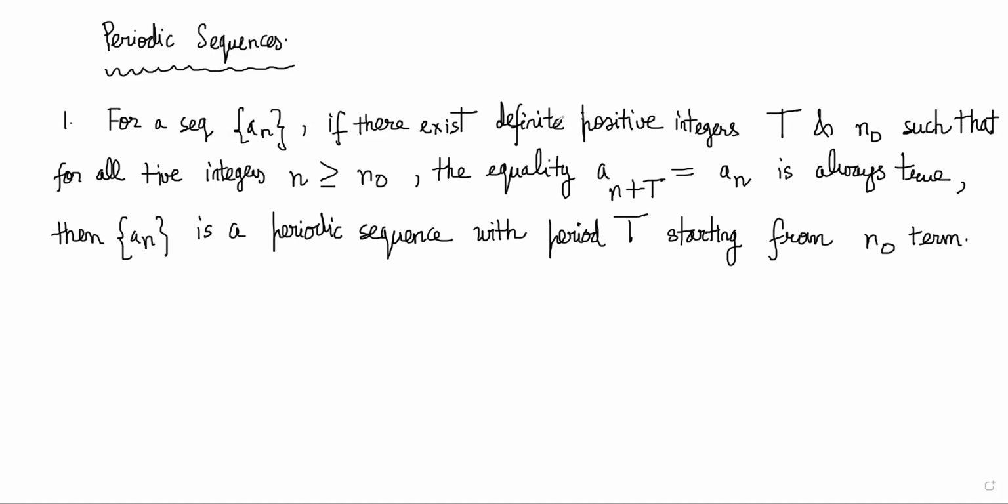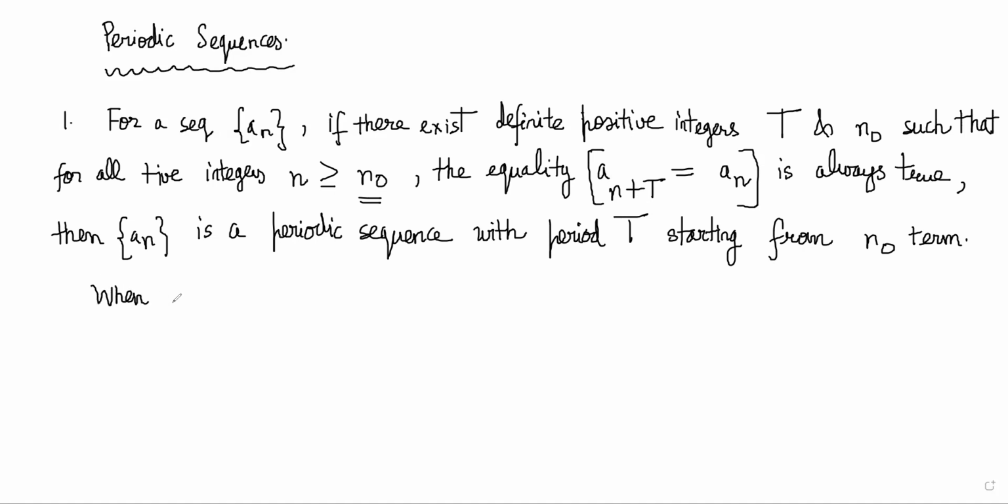Now, what is the meaning of this? Basically, it could be that in a sequence, after you go beyond the n naught term, you have a repetitive pattern. How do we establish the pattern? a of n plus t should be equal to a_n for all possible values of n as long as n is greater than n naught. So every time you go t terms, you get a repetitive term. If that is true, then it is a periodic sequence with period t starting from the n naught term.